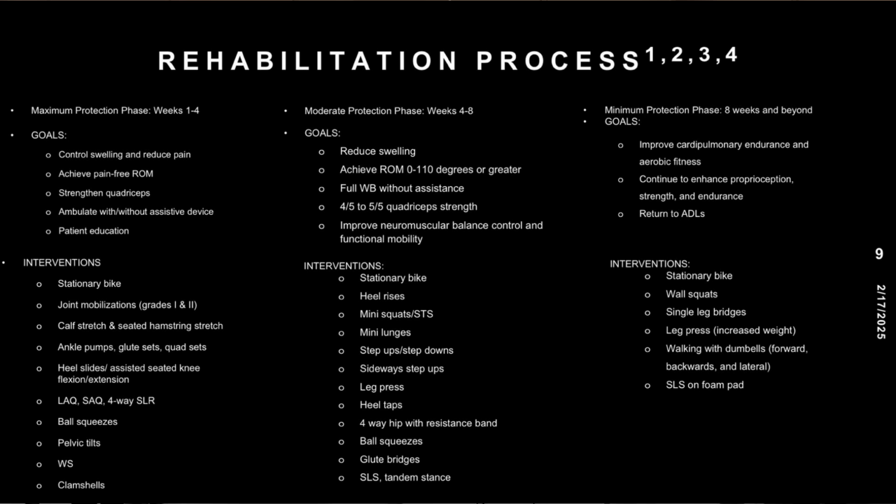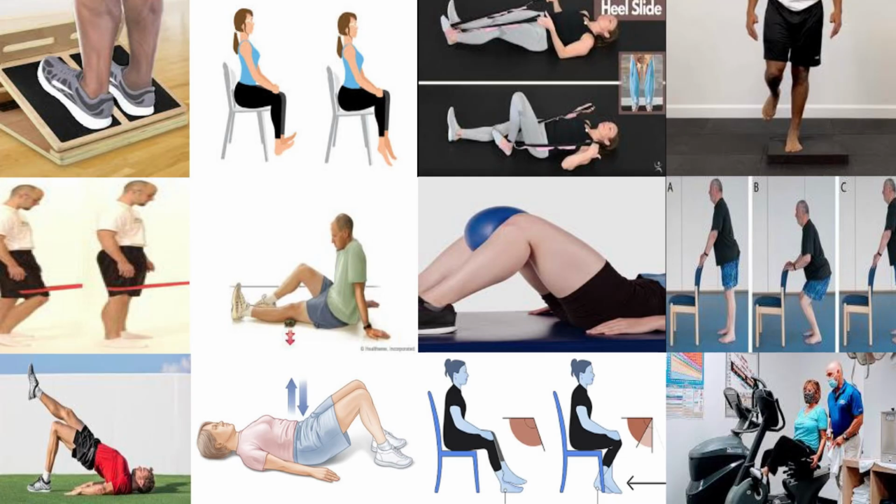But we can implement some strengthening exercises like increasing the load on the leg press, introducing walking to help with endurance, but also helping with muscular endurance by adding dumbbells and just going in different positions. We'll also focus on improving proprioception and balance by doing some single leg stands on the foam pad.